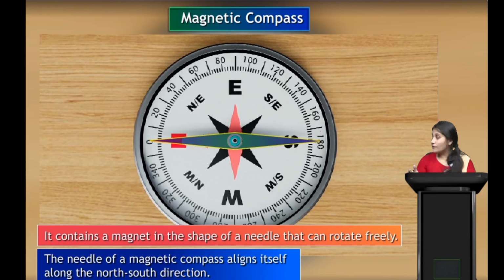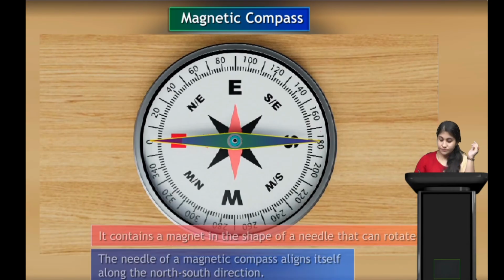Okay. Now the needle of the magnetic compass aligns itself along the north-south direction. As the bar magnet always aligns itself in the north-south direction, after the rotation, when it comes to a rest position, it always rests in the north-south direction. Even the needle of the magnetic compass also comes to rest along the north-south direction. Okay.